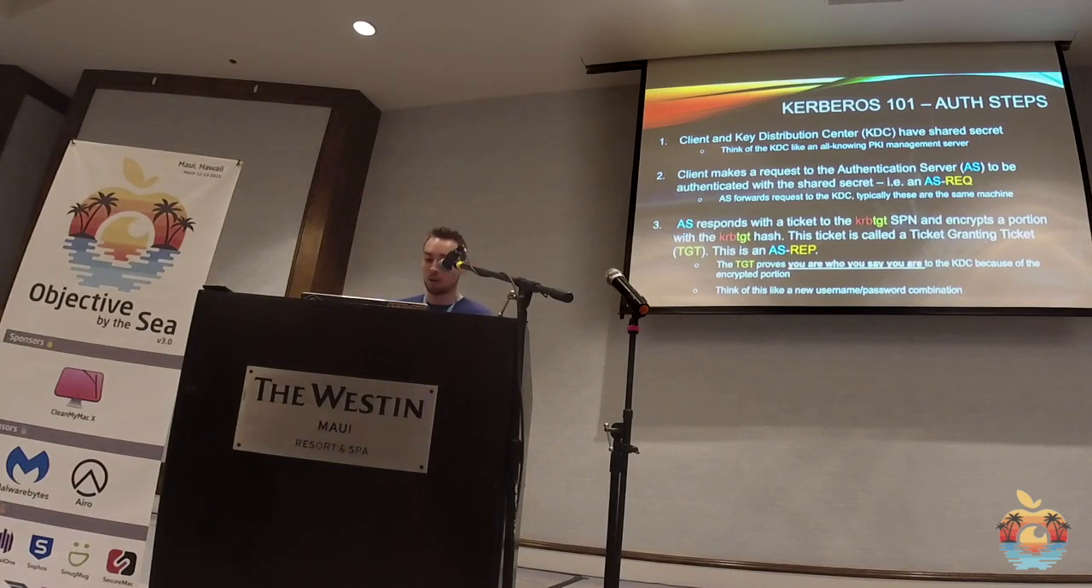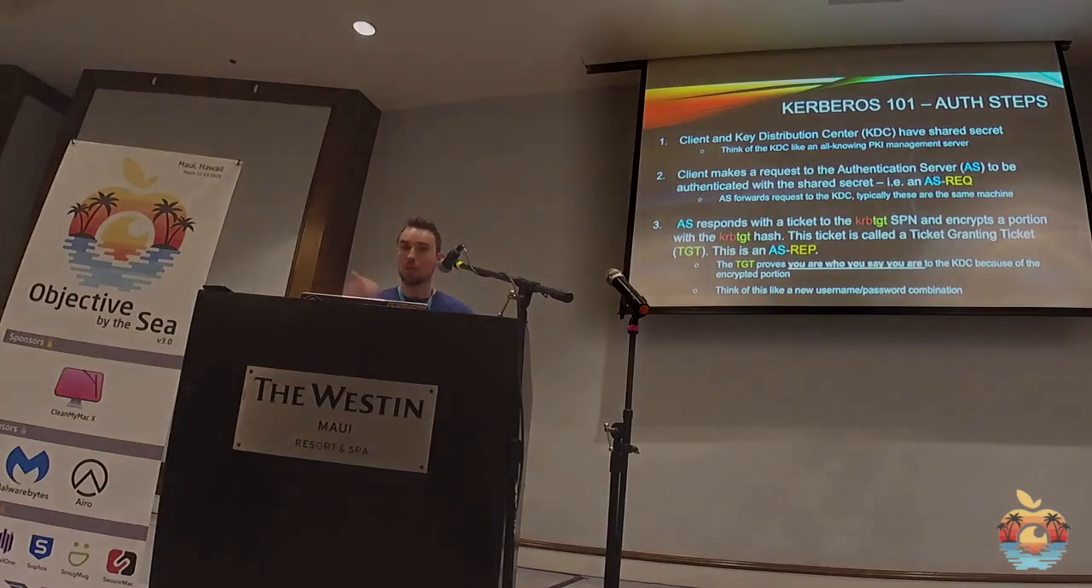This request and reply, you'll see this back and forth a bunch. This reply comes back with a ticket to the krbtgt service principal name. Lots of letters, lots of words, I know. Trying to make these a little bit easier. You can think of krbtgt, I highlighted the TGT part. If you see that, you're going to be getting back a TGT. A TGT is a ticket granting ticket. It's a ticket that allows you to get more tickets. Sounds pretty confusing, but the words kind of describe what's happening here.